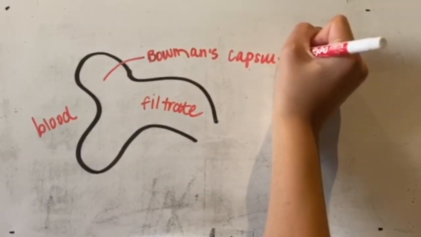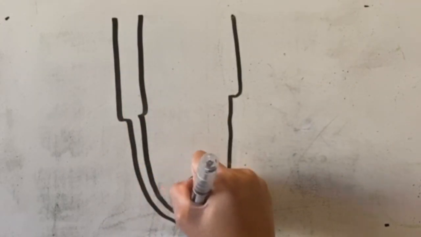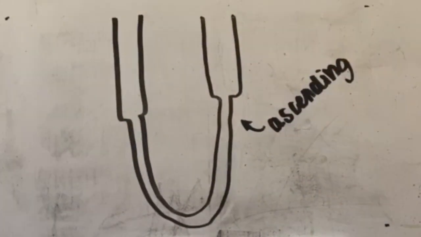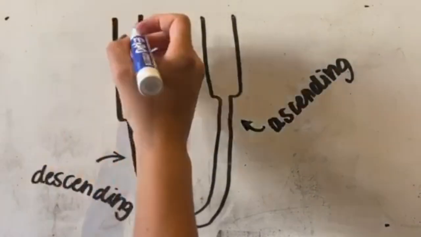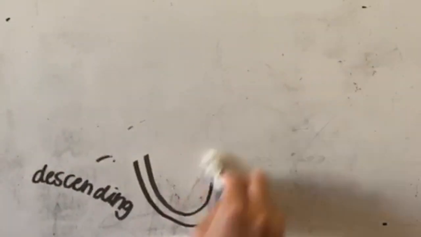After passing through the proximal convoluted tubule, the loop of Henle and the countercurrent multiplier come into play. This component of the nephron is made up of 2 main parts, the descending and ascending limbs. In the descending limb, water can return, and in the ascending limb, water can be reabsorbed.